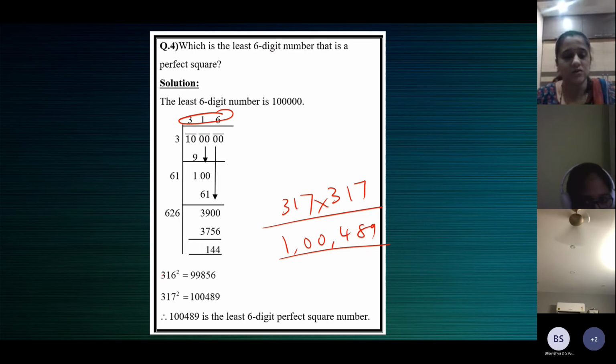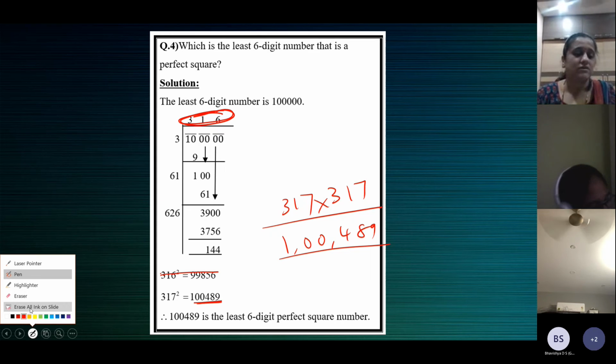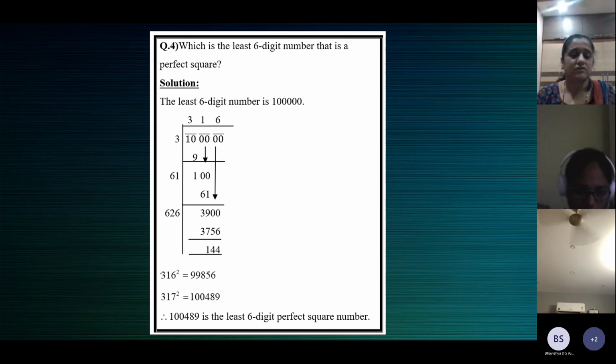This is just for you to understand. If you take the quotient and square it, since you are squaring it, it is a square number. But it's a 5-digit number, so this will not work. You should take the successor of the quotient, 317, square it, and you get the answer. And that is the smallest 6-digit number that's a perfect square. Completed, children? Need not show this.